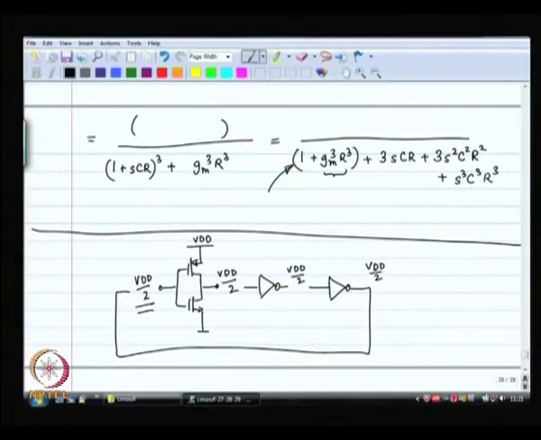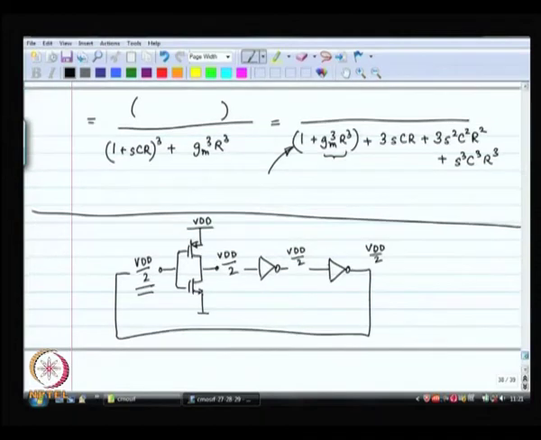All right. If Gm times R is large, Gm times R is a number like 20, right. So, keep that noted as part of this discussion.